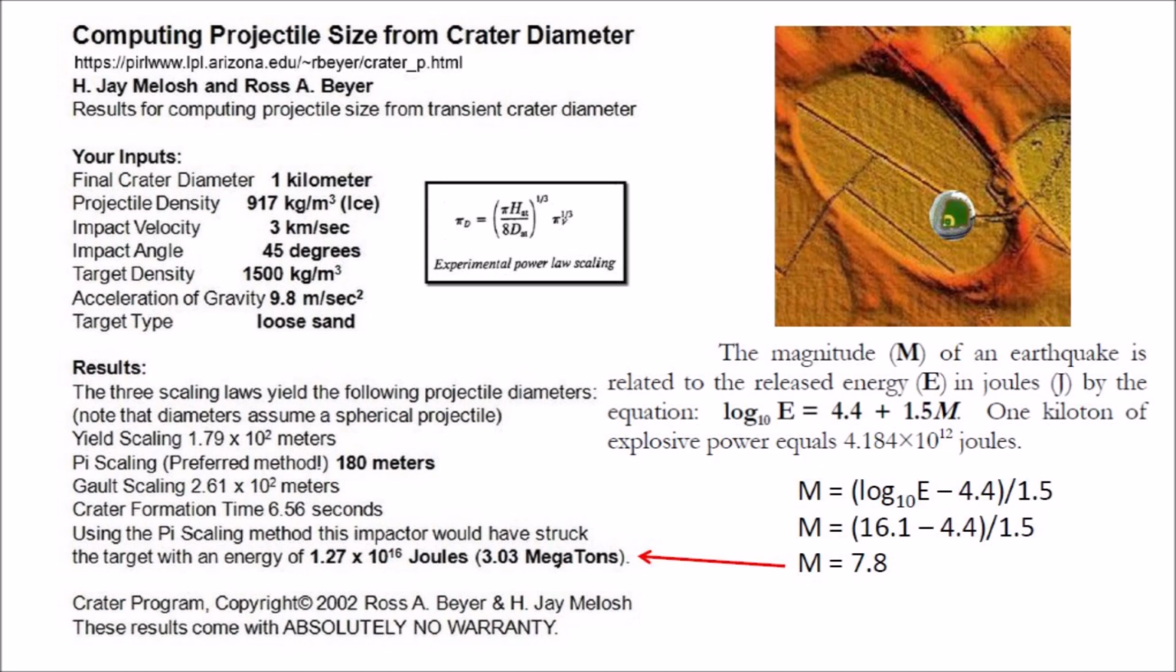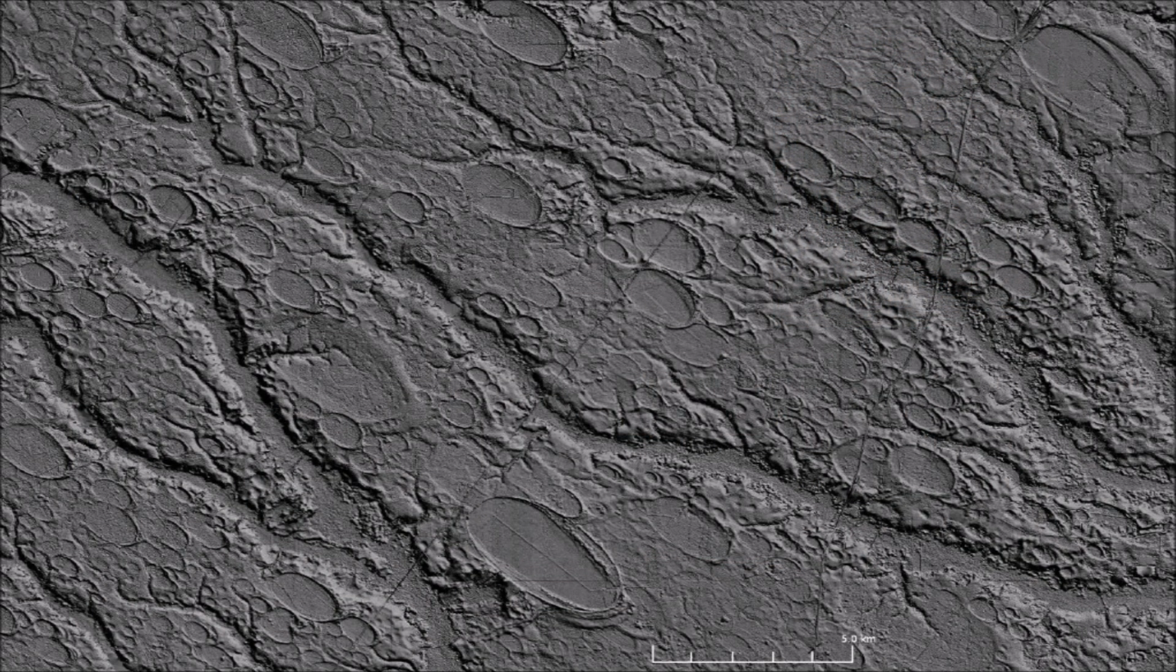The kinetic energy of the impact would be 1.27 times 10 to the 16th joules, or 3.03 megatons of TNT. This energy is equivalent to an earthquake of 7.8 magnitude, which provides more than enough seismic vibrations to liquefy unconsolidated soil. This is a LiDAR image of the Carolina Bays 25 kilometers southwest of Fayetteville, North Carolina. It looks like the surface of the moon, except that fluvial channels cut through the bays.